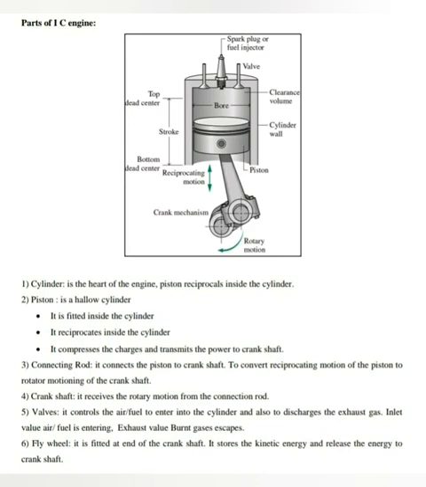The next part is the connecting rod. It connects the piston to the crankshaft to convert reciprocating motion of the piston to the rotary motion of the crankshaft. The connecting rod forms a link between the piston and the crankshaft, as shown in the figure. The upper end of the connecting rod is connected to the piston by means of a piston pin or gudgeon pin, while its lower end is connected to the crankshaft through the crank.